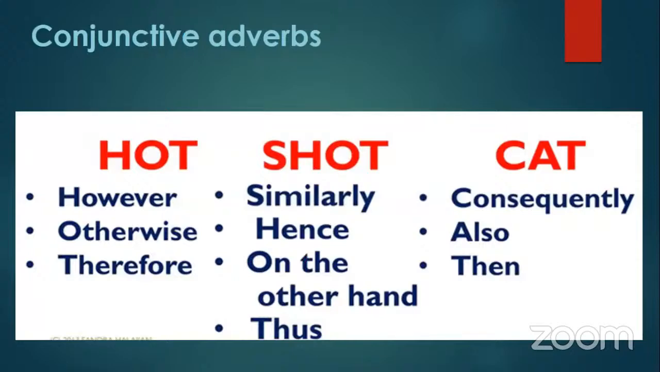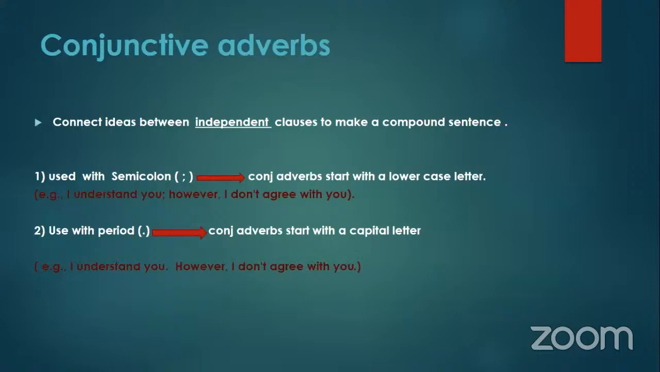The third type of conjunction is conjunctive adverbs. In this type, we use these adverbs to connect two independent clauses to make a compound sentence, also like the first one, the coordinating conjunction. But here we are only connecting the ideas between the two clauses. We are not actually combining the sentences. It's like a way to start a new sentence, and each sentence will be separate, but the ideas are connected.